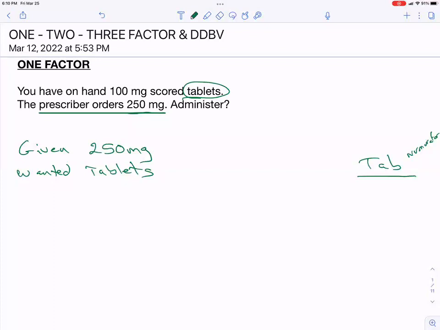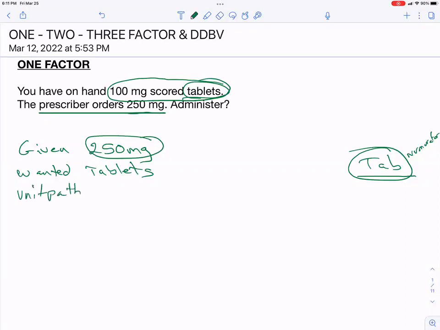The third step is to establish any unit path. Is there anything that I need to do from what's given to what's wanted? There is. I have to figure out how I am going to convert this 250 milligrams order into tablets, and I'm going to use what's in my problem. What's in my problem is that every tablet the pharmacy sent is 100 milligrams. So my unit path, or my conversion, is what's available: 100 milligrams in every tablet.